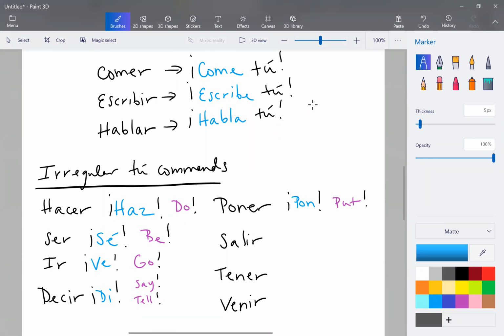For salir, we have sal, which means like go out. For tener, we have ten, which means have. And for venir, we have ven, which means come.